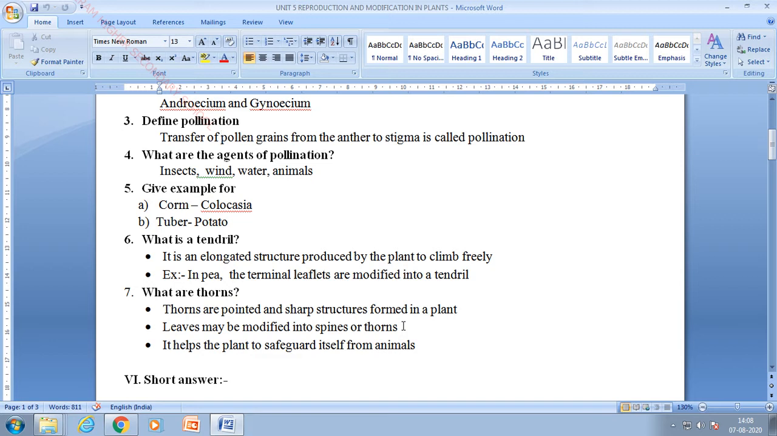Can you say why? Sometimes the leaves may be modified into spines or thorns. So why are the leaves being modified? Mainly it helps a plant to safeguard itself from animals.